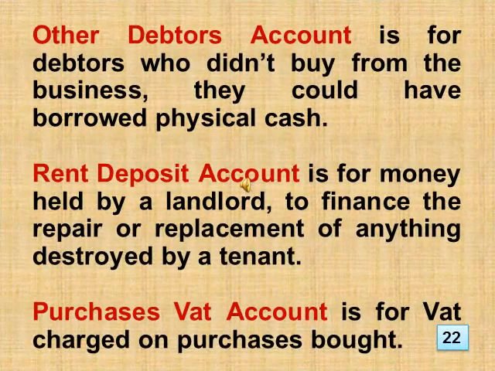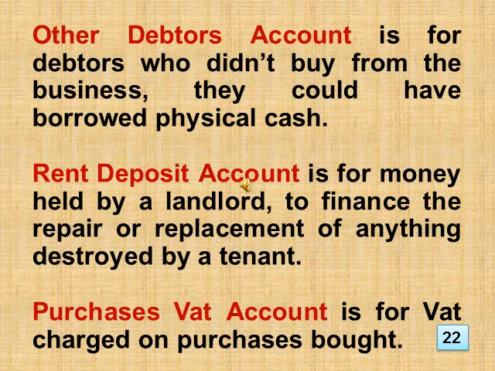Other debtors account is for debtors who didn't buy from the business; they could have borrowed physical cash. Rent deposit account is for money held by a landlord to finance the repair or replacement of anything destroyed by a tenant. Purchases VAT account is for VAT charged on purchases bought.